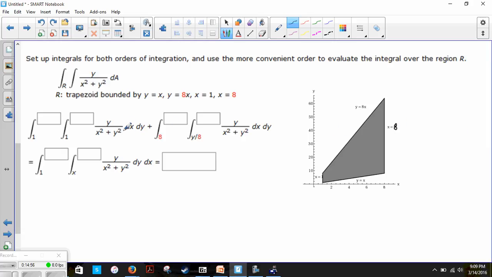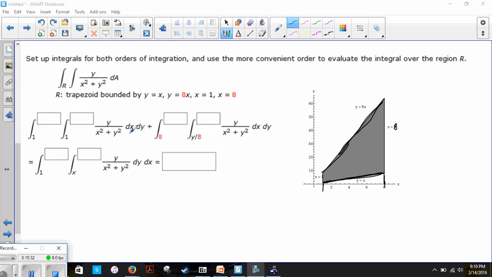So if we're looking at it from this, I have y equals x. So of course, where's that? Right here. And then you got your y equals 8x up here. And I'm going from the 1 to the 8 on the x. So if we're looking at it over here, they want to start at the 1, and then we want to talk about the dx first.